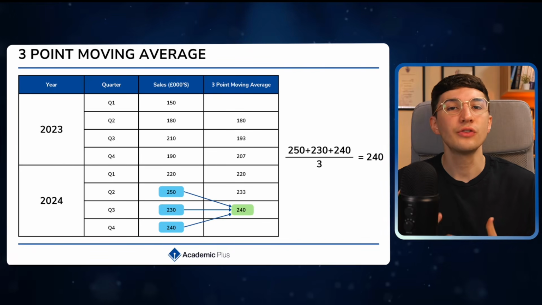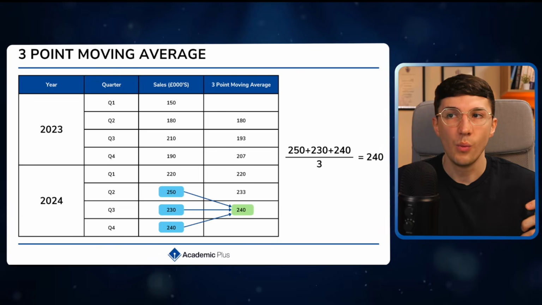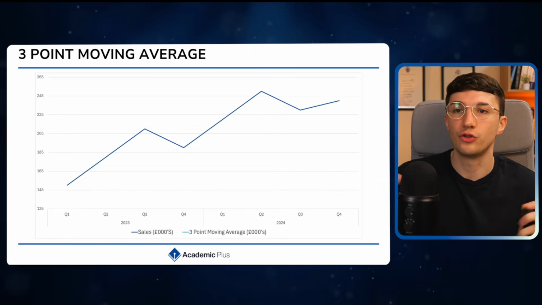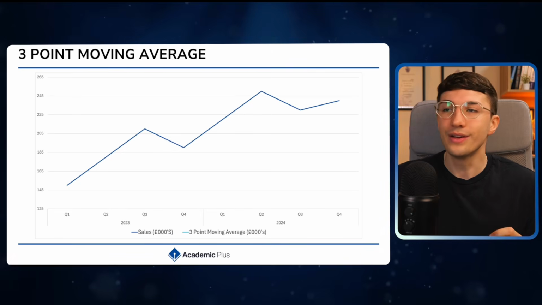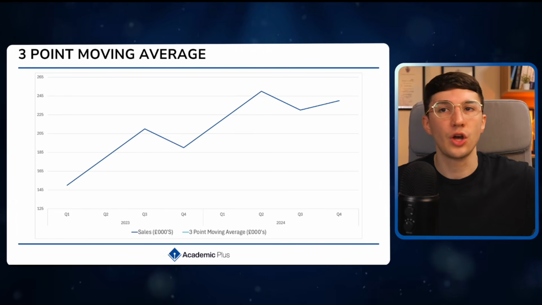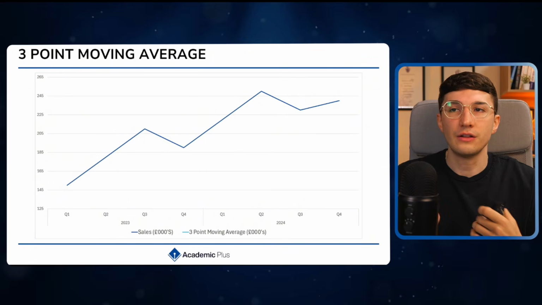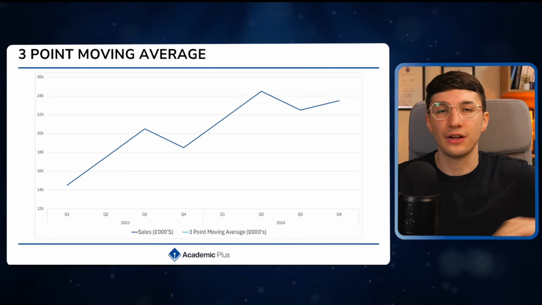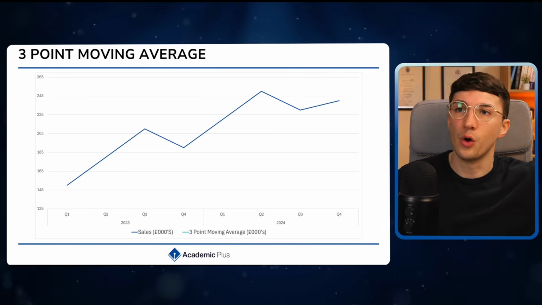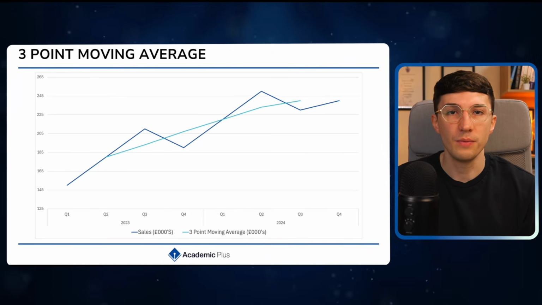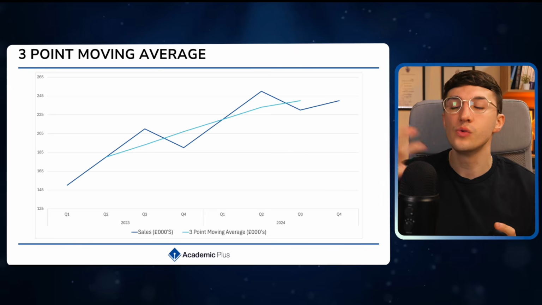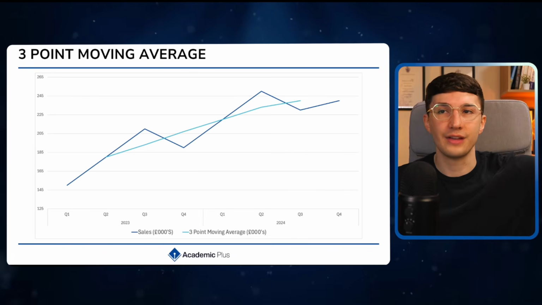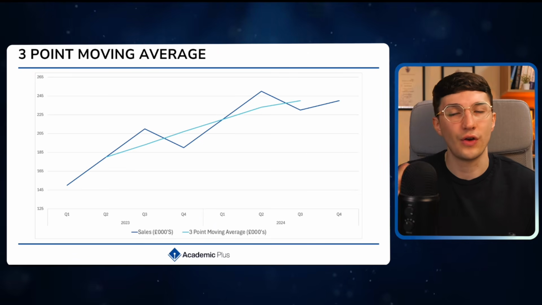Now, how does this start to look on a graph? Well, if we just had the data first, so not the 3-point moving average, just the sales data, we can see a bit of a trend. We know that it's going up to the right. So that identifies a growth within our sales. But as you can see, the data isn't that smooth. It's going up then down, up then down. But what that 3-point moving average looks like is that new light blue line on the graph. We can see that it smooths out the data and gives us a better trend line to follow.